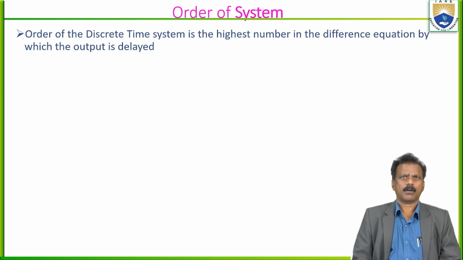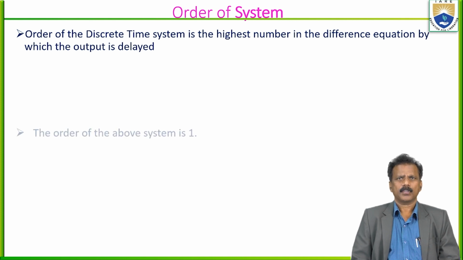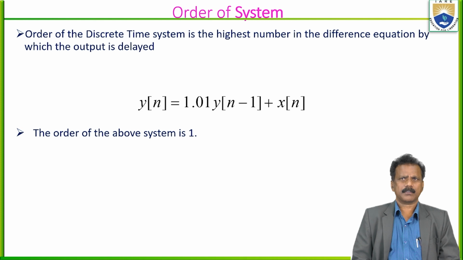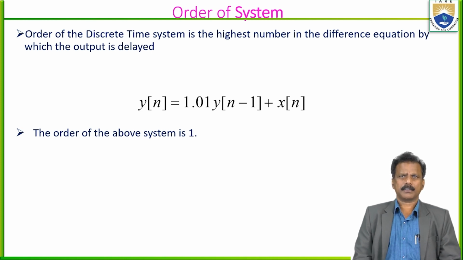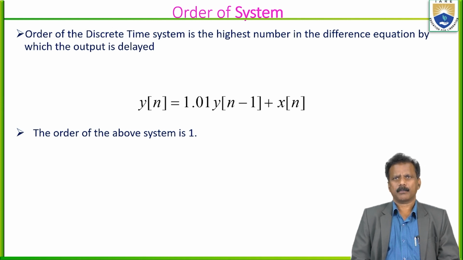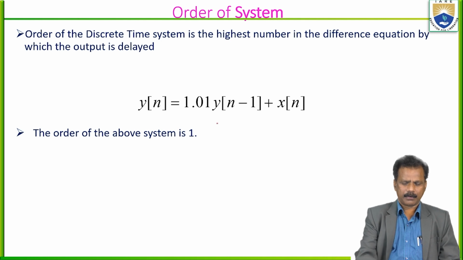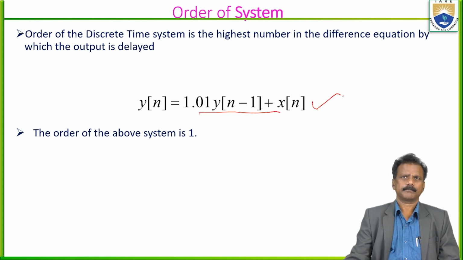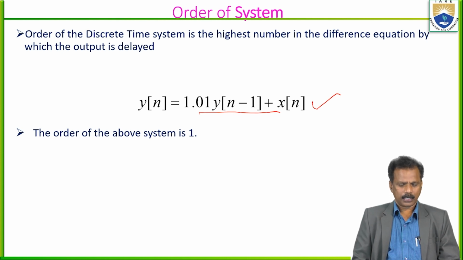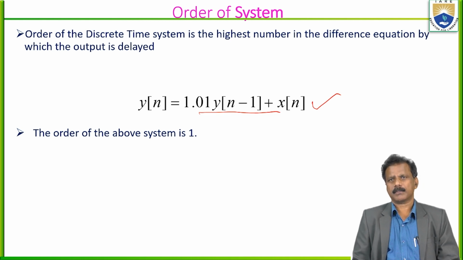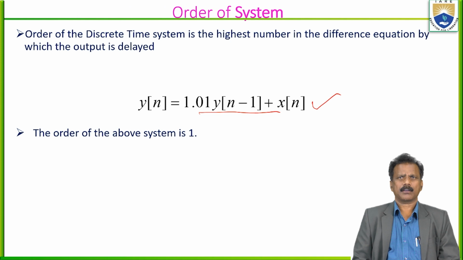So the order of the discrete time system is the highest number in the difference equation by which the output is delayed. How it is delayed, we will observe under mathematical notation, mathematical modeling, or in terms of manual operations. It is followed by y of n is equal to 1.01 y of n minus 1 plus x of n. So the order of the above system is 1. We can easily verify how the order of the system varies.